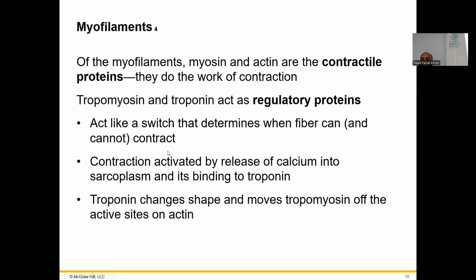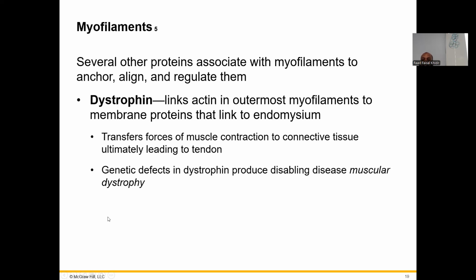Contraction is activated by the release of calcium into the sarcoplasm and its binding to troponin. Then troponin changes its shape and moves tropomyosin off of the active site on the actin. There are several other proteins associated with the myofilaments to anchor, align, and regulate them.